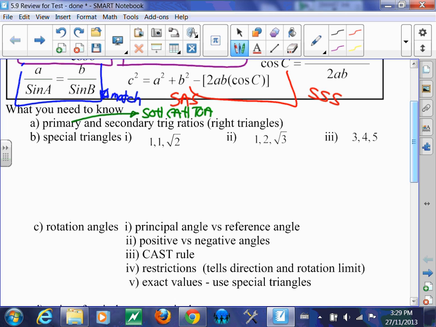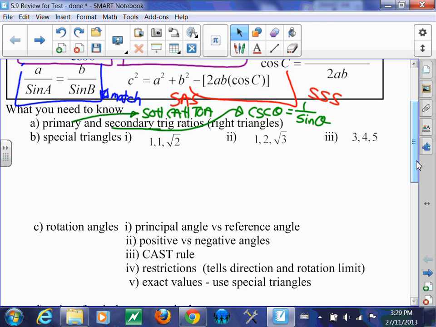Okay, and your secondary trig ratios, an example would be that cosecant theta equals the inverse, or 1 over sine theta. Okay, so make sure you know those. Make sure you know which secondary trig ratio is the inverse of the primary one. Next thing you should also know is your special triangles.